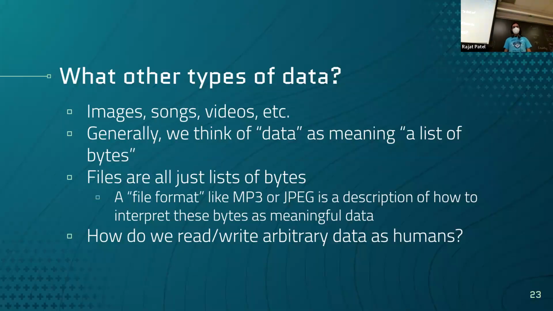So now we have to get to how we represent other types of data, like images, songs, videos, etc. Generally, we think of data abstractly as just being a list of bytes. So files are basically just big lists of bytes. A file format like MP3 or JPEG is just a description of how we interpret these bytes as meaningful data. So now the important question is, how do we actually read and write some arbitrary data as humans? For example, if we know that a file is a video file, we might have a video editor that we can use to look at it, edit it, and so on. But if we just have a file, we don't know what it is. It could be literally anything. How do we take that, look at it, and edit it?